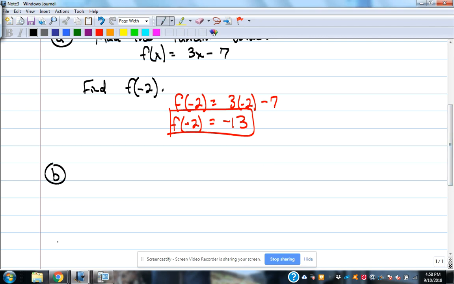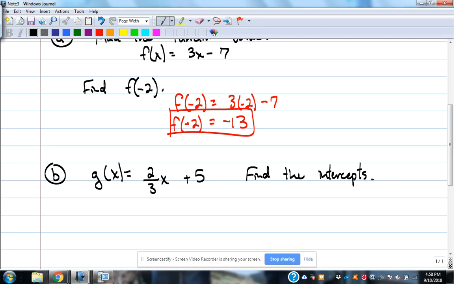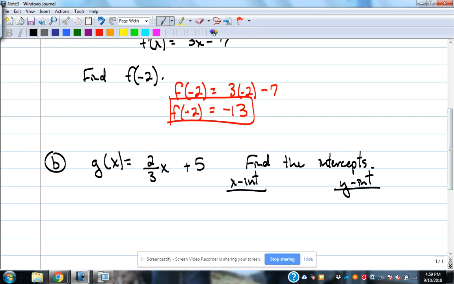Let's move on to something a little more fancy. G of x is equal to 2/3 x plus 5. And we want to find the intercepts. Okay? Find the intercepts. What kind of intercepts are they talking about? X and y. Okay? The y-intercept, because it's a linear equation, should be the easy one. Okay? So we're looking for x-intercepts and y-intercepts. Okay? X-intercepts are tougher than y-intercepts.